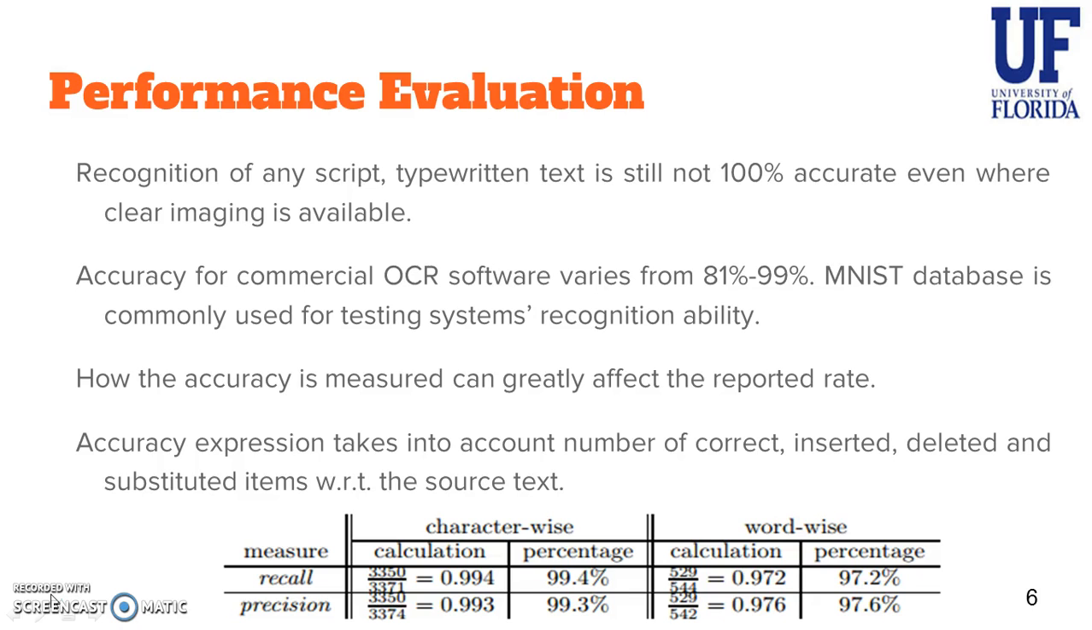This process may be as casual as identifying misspelled or missing words in the OCR output, and it can follow a rigorous path of computing a formal OCR accuracy score. Thus, how the accuracy is measured can greatly affect the reported rate, and accuracy expression takes into account the number of correct, inserted, deleted, and substituted items with respect to the original text. And in the image below, you can see the character-wise and word-wise calculations of recall and precision as numbers, as researched by some scientists working in this field.